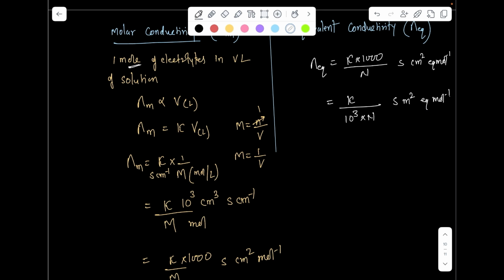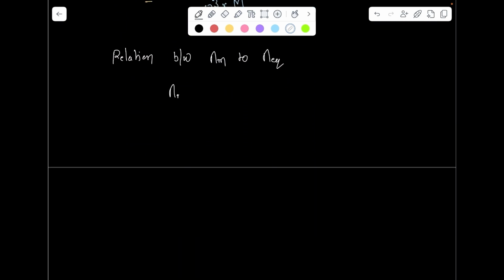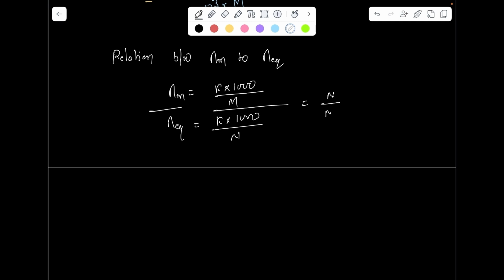So when we talk about the relation between the molar conductivity and the equivalent conductivity, molar conductivity would be equal to kappa into 1000 by molarity, and equivalent conductivity would be equal to kappa into 1000 by normality. So we can divide this and we can get normality by molarity. Normality is molarity into n factor by molarity. This is going to be cancelled. So we will get the molar conductivity would be equal to equivalent conductivity into n factor.